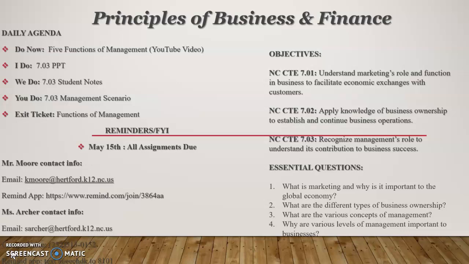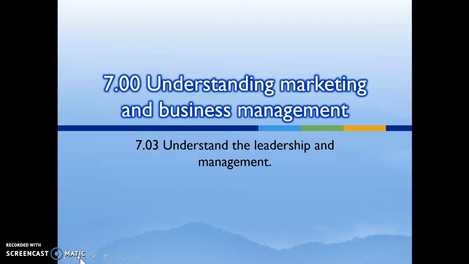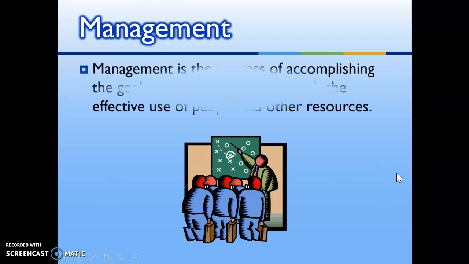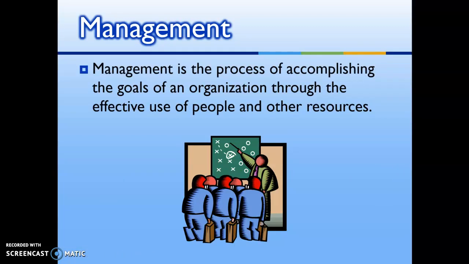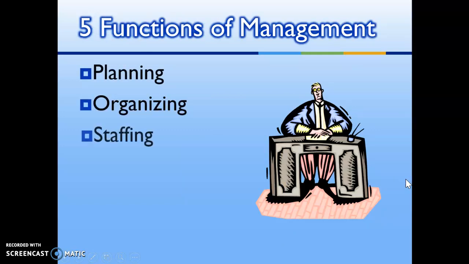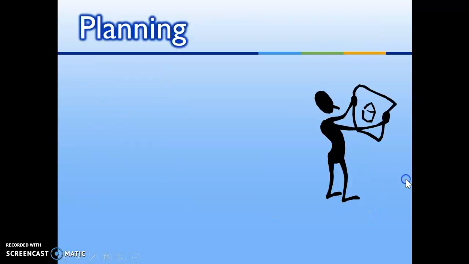Let's begin. Okay, so with 703, we're talking about business management and understanding the role that leadership and management have in businesses. So what is management? Management is just the process of accomplishing the goals that the organization has set forth. So this is making sure that they're using the best resources and using their people in the best way. There are 5 functions of management: planning, organizing, staffing, directing, and controlling.